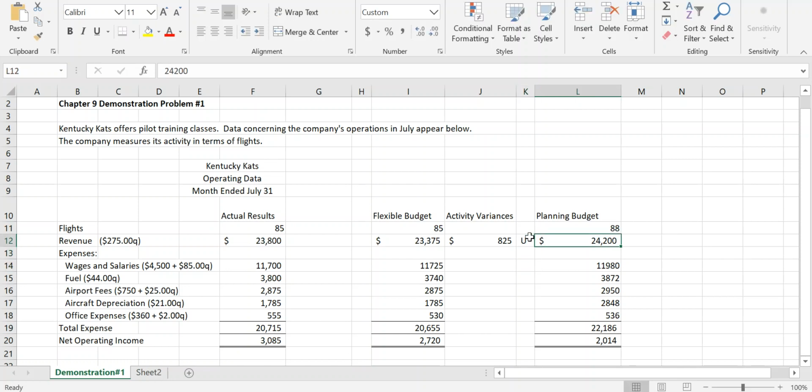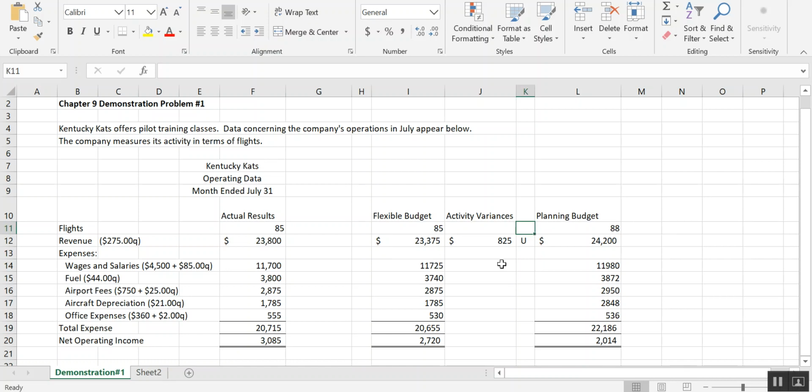So because we had originally budgeted 88 flights, we actually had 85. We can attribute this difference, $825 less, to the number of flights times the revenue. So we had 3 flights at $275. That'll account for the difference in revenue that we show here.